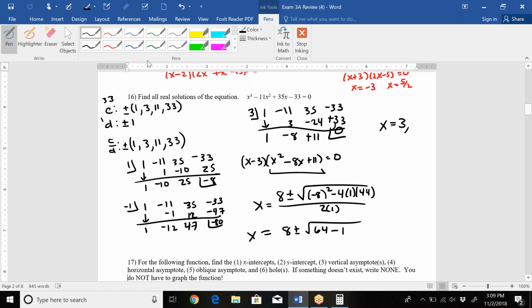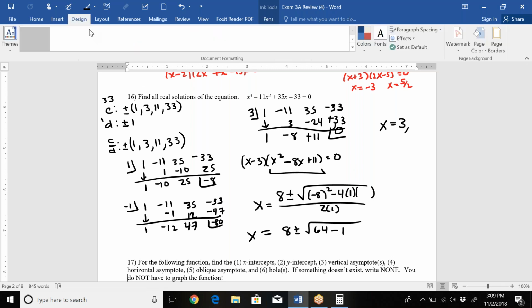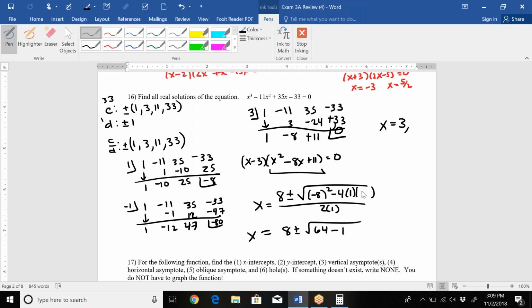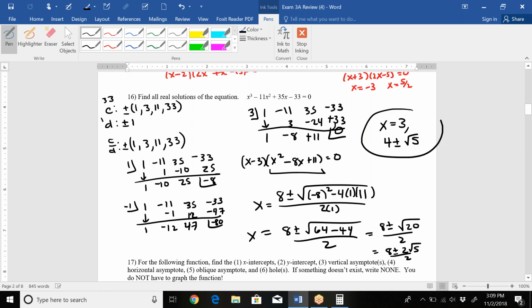Oh, that was not 44. Sorry, I multiplied while I was writing it in the formula. It's 11. I'm glad I caught that. Okay, so this is 11 when you plug it in. When you multiply, you get 44. There we go. So that is 8 plus or minus the square root of 20 over 2. And square root of 20 is a 4 times a 5, so 2 square root of 5 over 2. So that's going to reduce to 4 plus or minus square root of 5. So that's two solutions there, plus or minus.